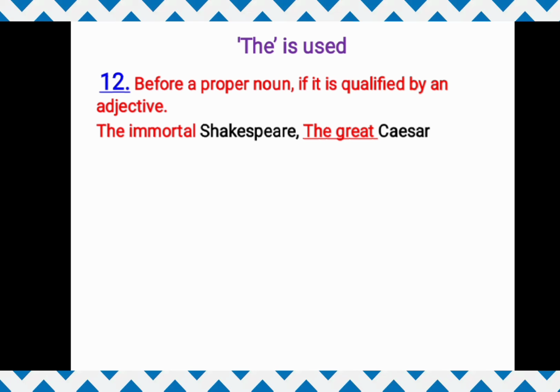Here the word immortal is an adjective and Shakespeare is a proper noun, and the great is an adjective and Caesar is a proper noun.